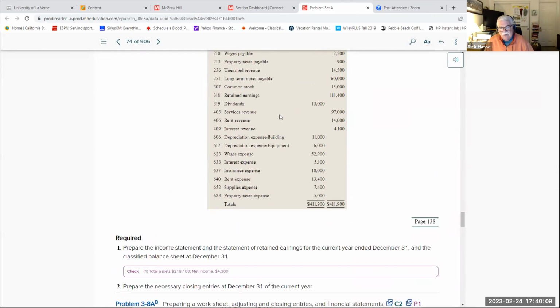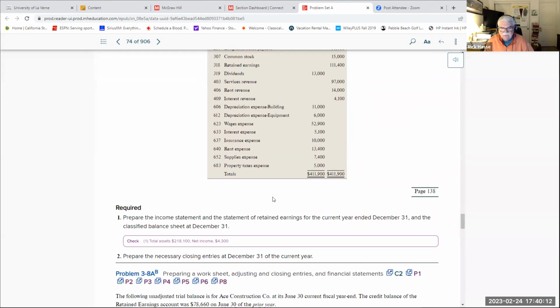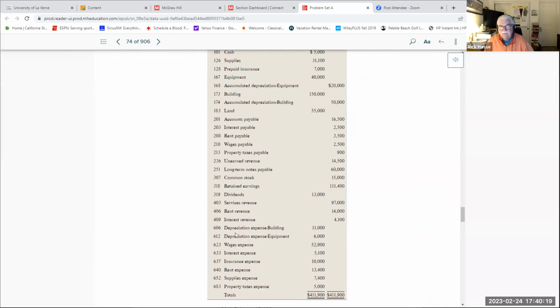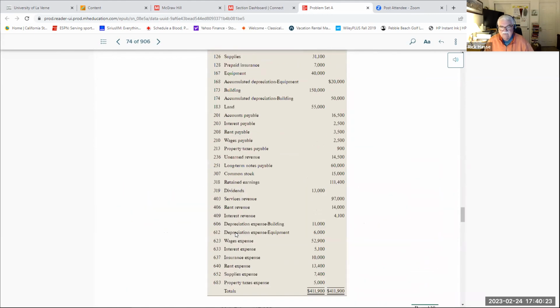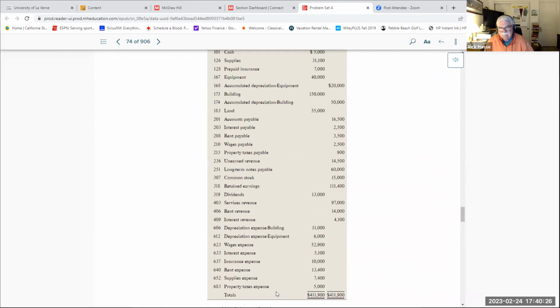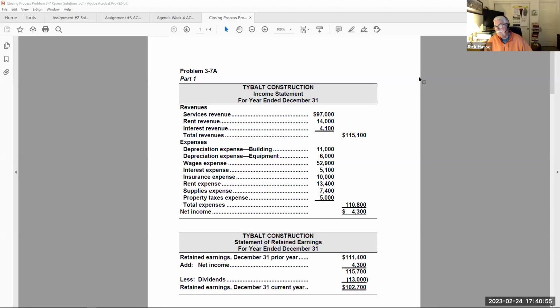We're given the adjusted trial balance. We now take all those balances and prepare the necessary financial statements, and then close out all the temporary accounts, revenue, expense, and dividends, eventually ending up in the retained earnings account. Remember I showed you in week 4, we have those graphics that show you the closing process and the financial statement process out of the adjusted trial balance. And here's those financial statements.